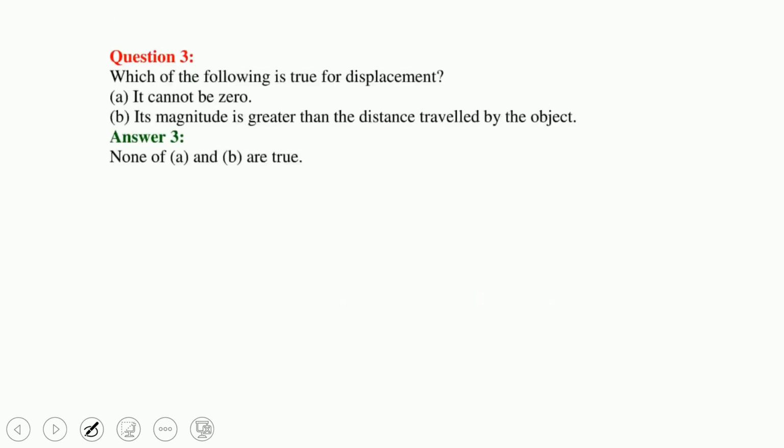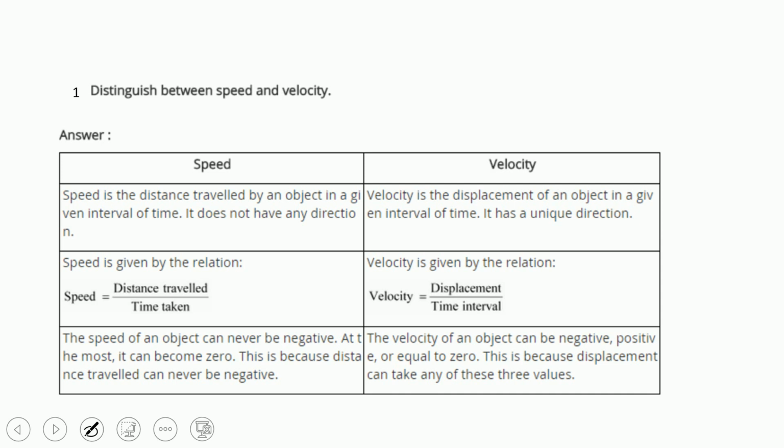Okay, so you understand that both A and B are not true. None of them is true. Now the next question, the second exercise, is about speed and velocity.